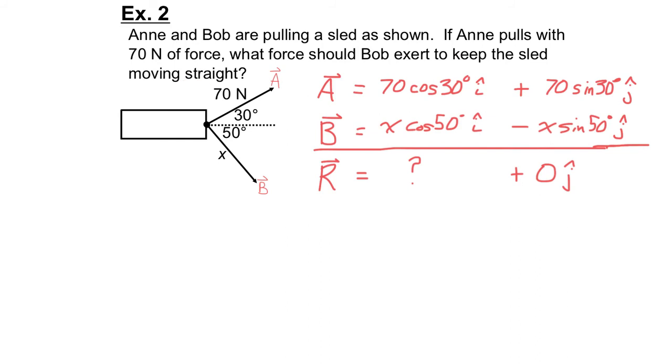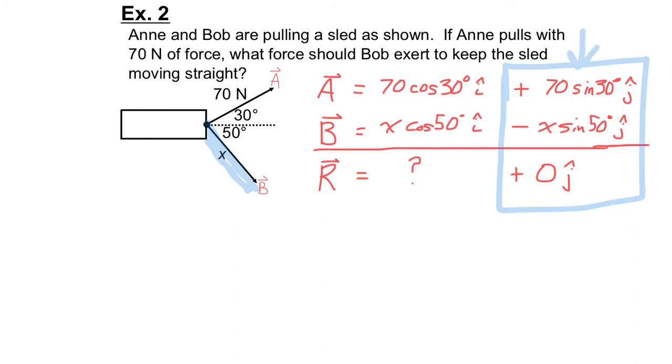Now, the sled is going to move straight, so up and down is 0 for my resultant vector. To solve this problem, I don't really need to know what the x component of my resultant vector is. I don't know how much force they're pulling with overall in the straight line, and it doesn't really matter, because I'm just going to focus on this part right here. All I want to do is find the magnitude of x.